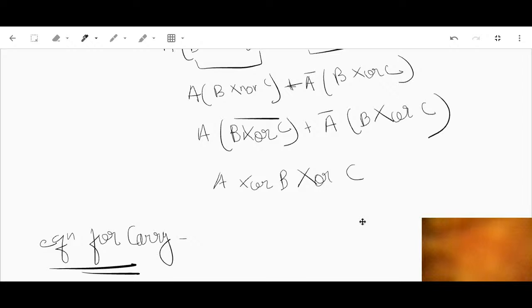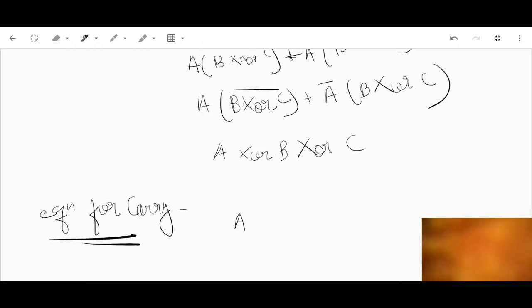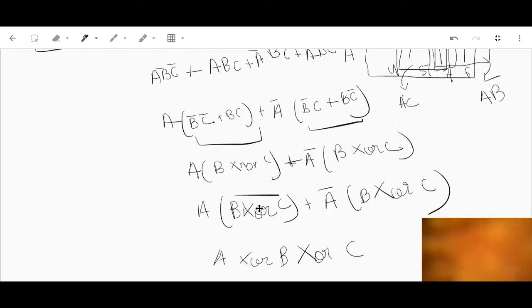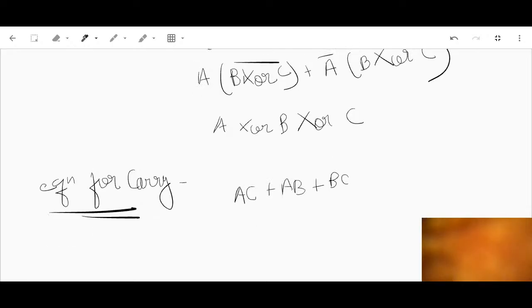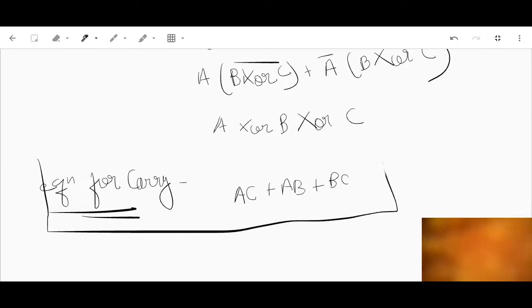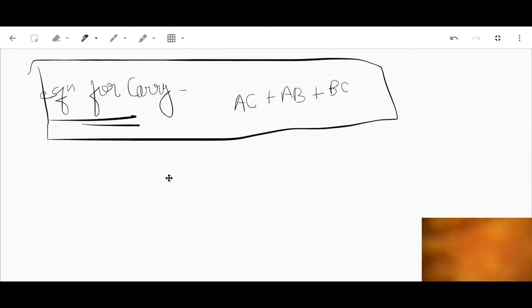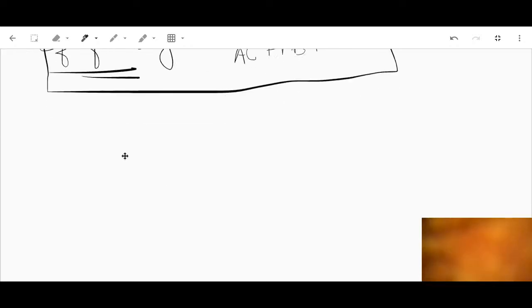So we'll write here like that. AC plus AB plus BC. So that's it, guys. This is the equation for carry. And now we have to make the circuit for that. So we just make the circuit diagram.